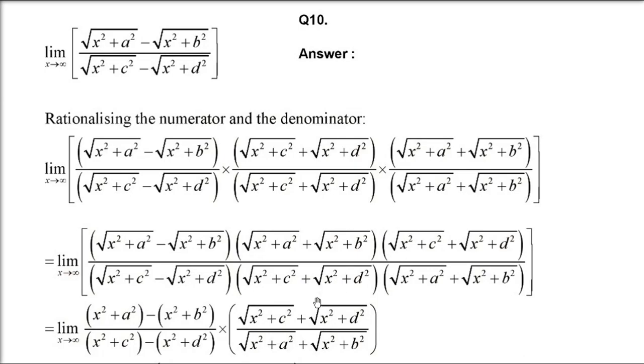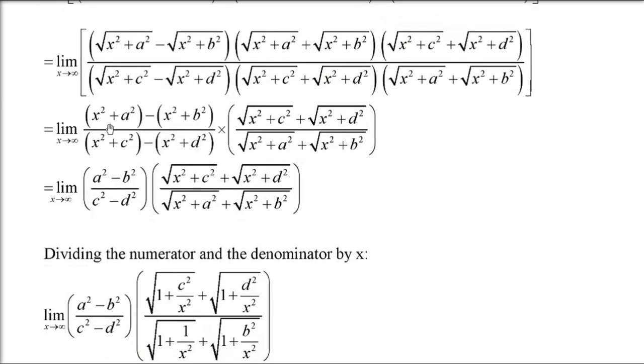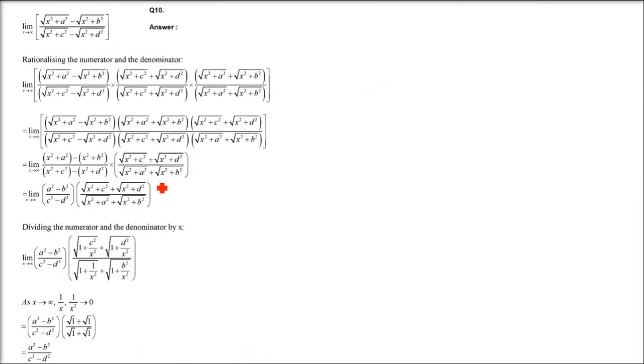So what will be remaining? The plus sign will remain. Here you see x square plus a square minus x square minus b square, and divided by x square plus c square minus x square minus d square. Now you can just cancel this x square and x square. You will get a square minus b square in the numerator and c square minus d square in the denominator.